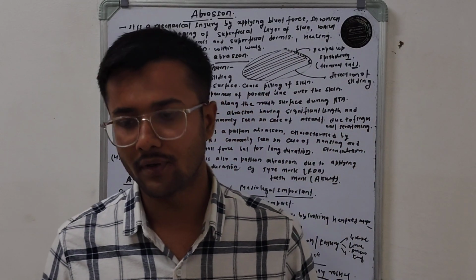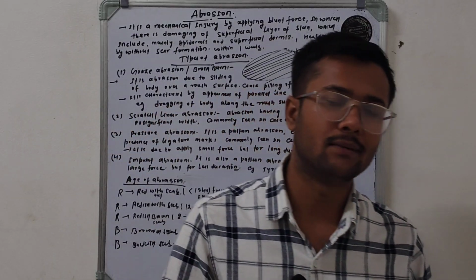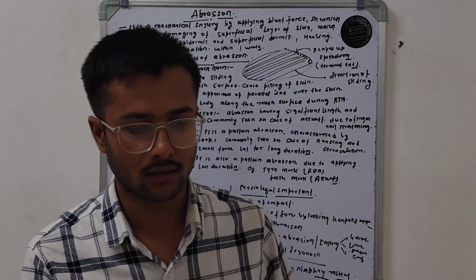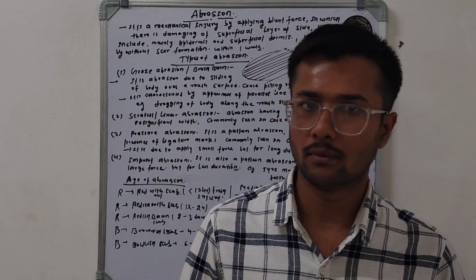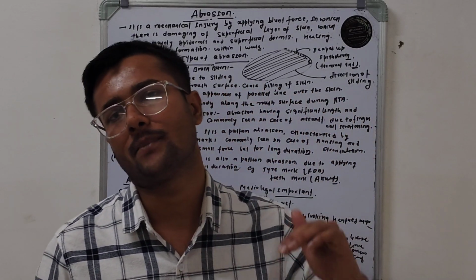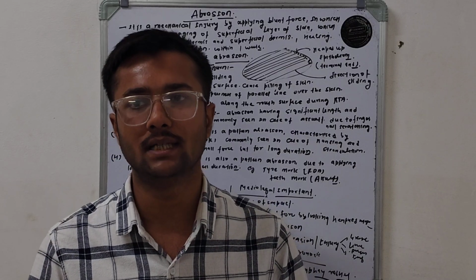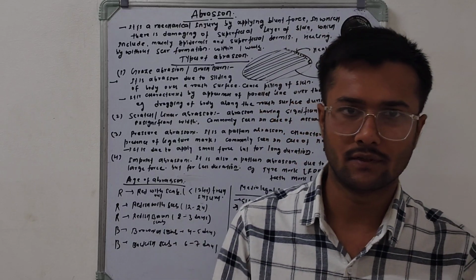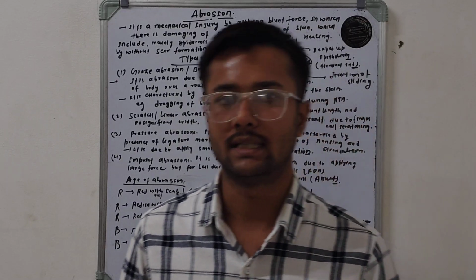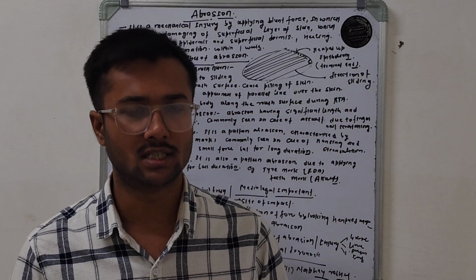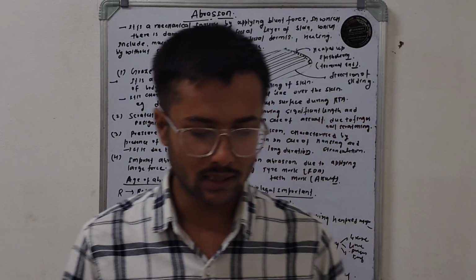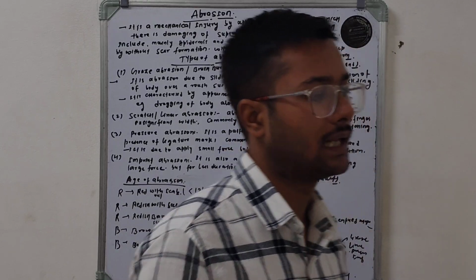Okay, the fourth type of abrasion is imprint abrasion. Like pressure abrasion, it is also a pattern abrasion, and it is characterized by what? It is characterized by the presence of tire marks in case of road traffic accidents, and teeth marks in case of assaults. So this is all about abrasion and its types.